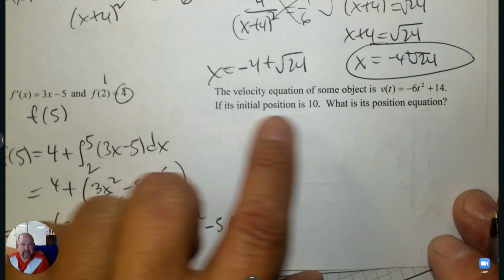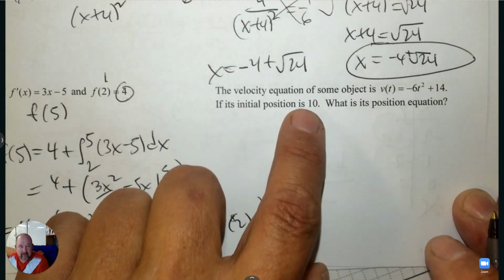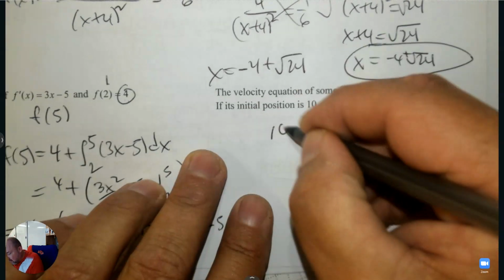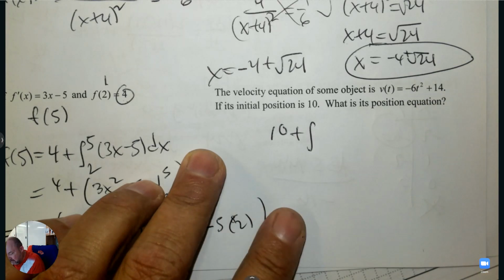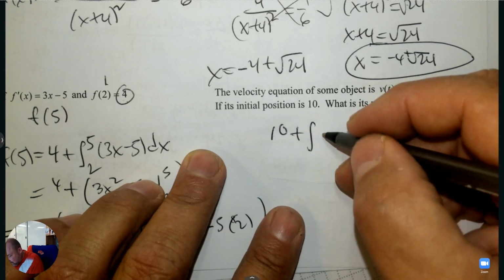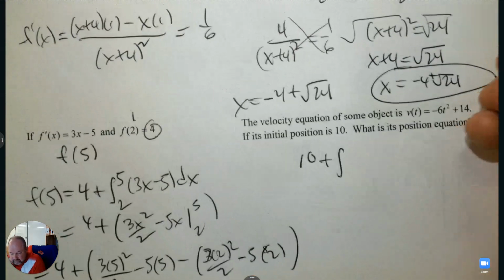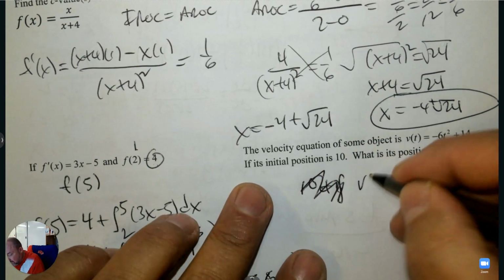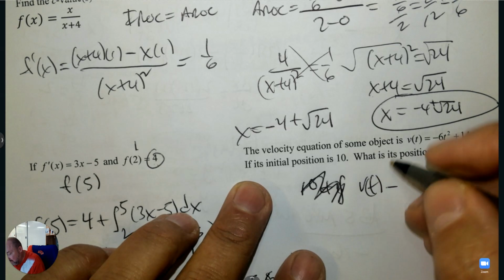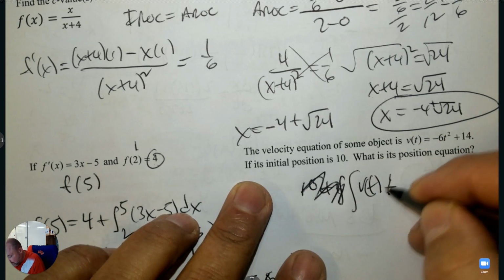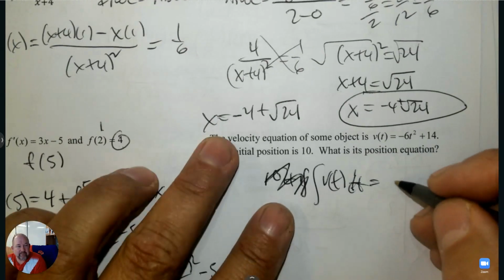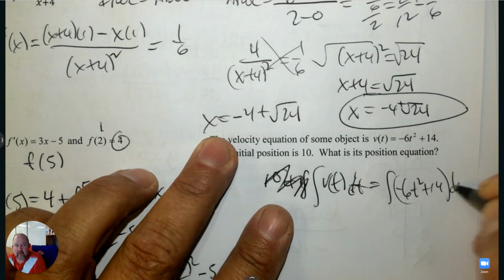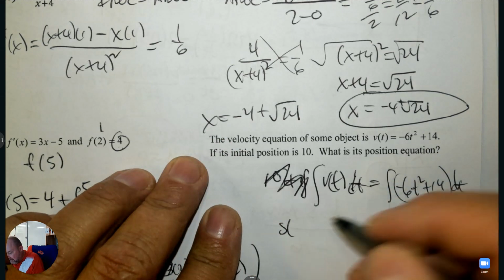All right, the velocity of an equation is this. If the initial position is 10, what's the position? So very similar question. So the initial position is 10, and then I'm going to integrate the velocity. That's better. So if I integrate the velocity, that will be negative 6t squared plus 14. So that means that's the position equation.